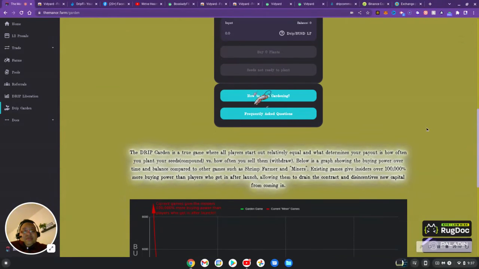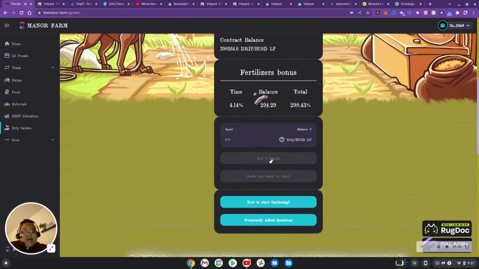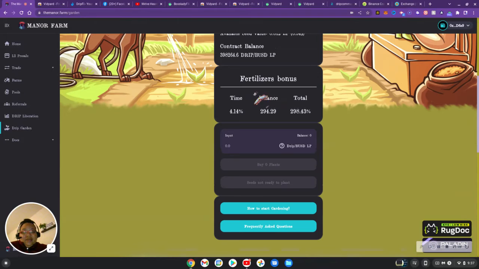So none of this is lit up because I'm not ready to sell. Once I'm ready to sell, this stuff be lit up. When you buy a plant, this lights up. So once you get your liquidity, you come in here and you hit buy a plant. Okay. And then you buy a plant. Okay. And that's how you buy a plant.